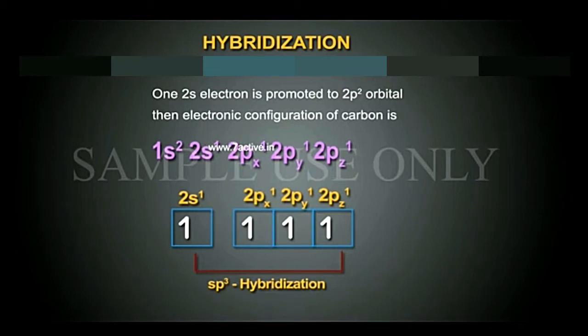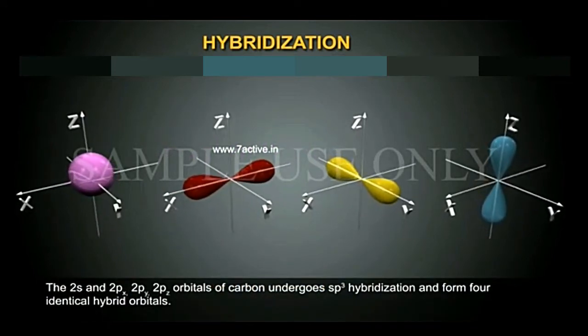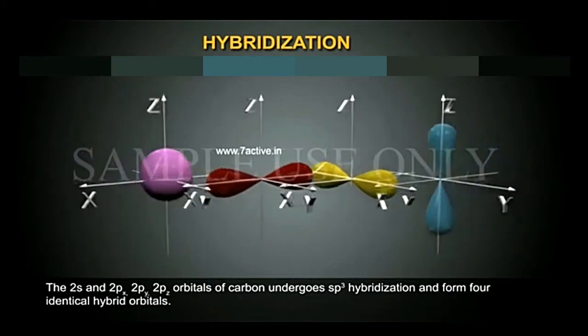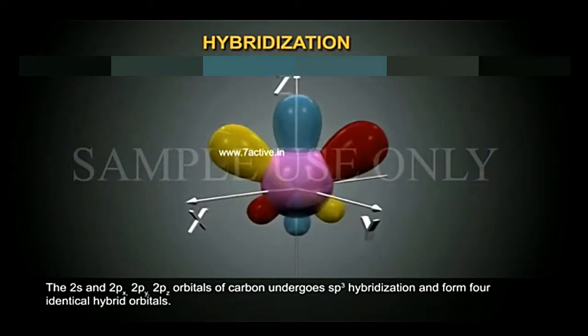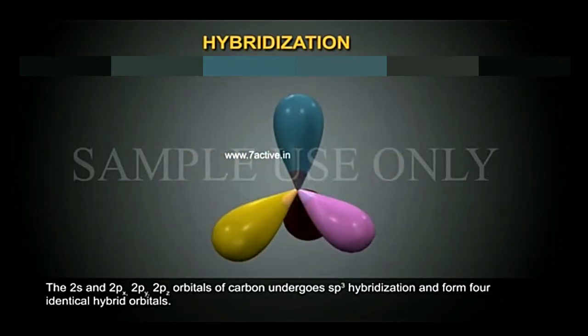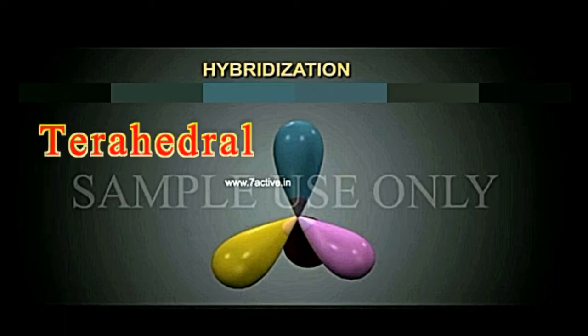The one 2s orbital and 3 2p orbitals of carbon mix together to form 4 identical hybrid orbitals. This hybridization is known as sp3 hybridization, and the orbitals are called sp3 hybrid orbitals. These 4 sp3 hybrid orbitals are tetrahedral in shape with a bond angle of 109 degrees 28 minutes.